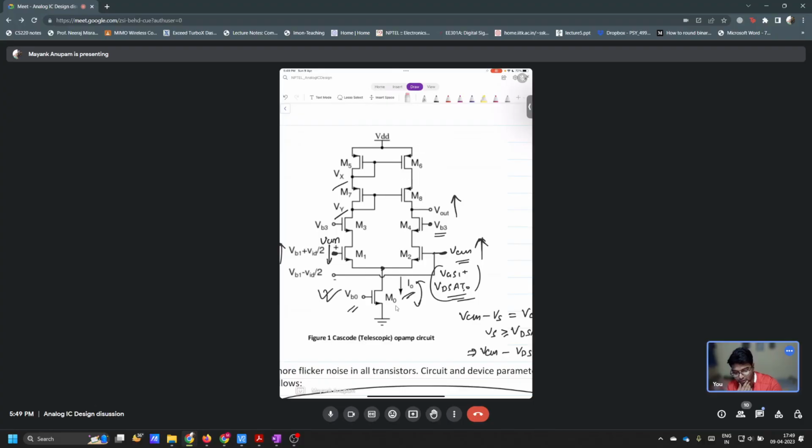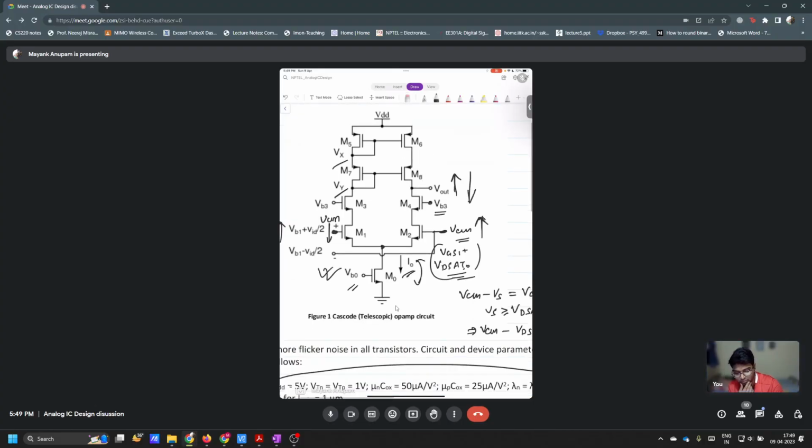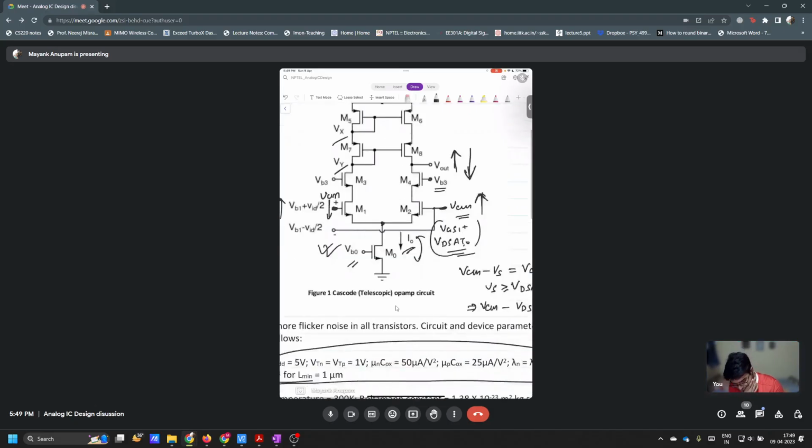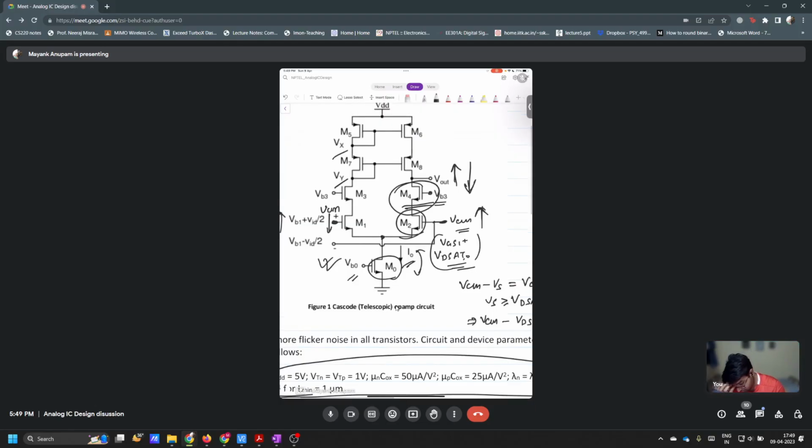Fine. Now tell me, what is the minimum that V out can go? M4 in saturation. Good. And also M2, right? Yes, sir. And also M0. So all these three would be in saturation when V out goes down. Every voltage will be moving in that situation. Sir, here minimum V out can be 3 VDSAT, assuming that VDSAT is the same for all.